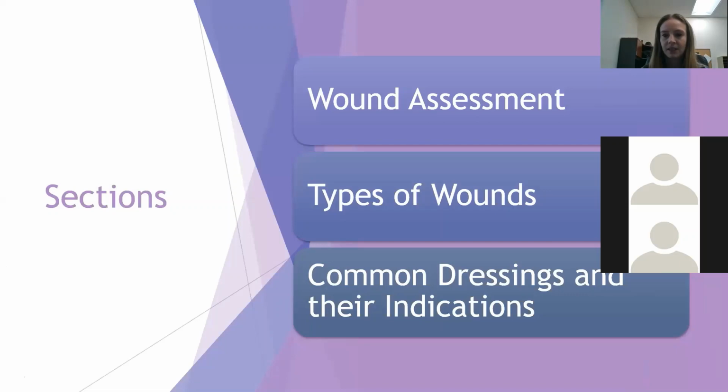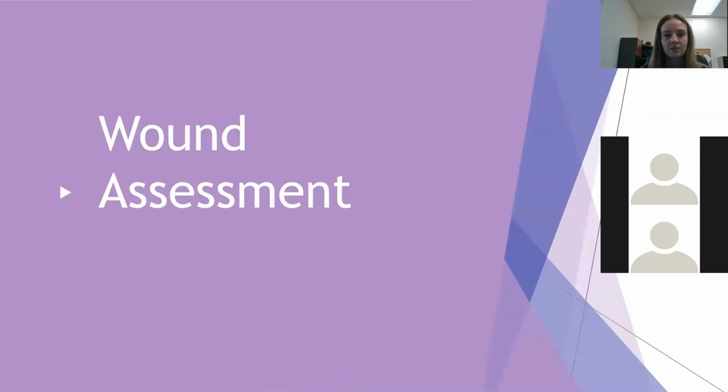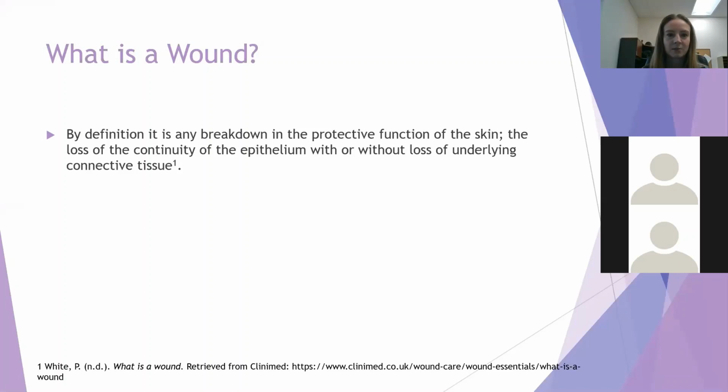dressings and their indications. So for the wound assessment, just a definition, it's any break in the protective function of the skin, loss of continuity of the epithelium with or without loss of the connective tissue. So anything from a light weeping area down to bone.